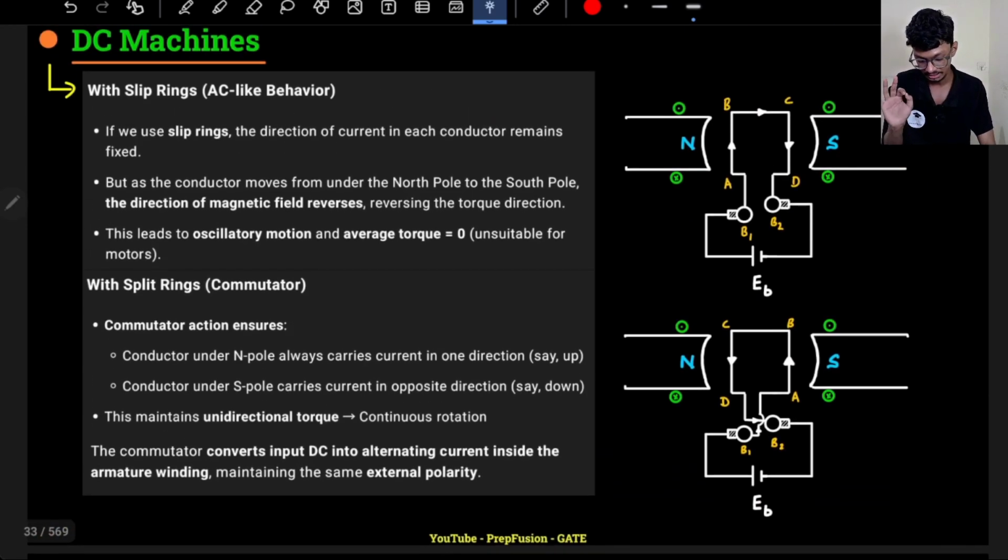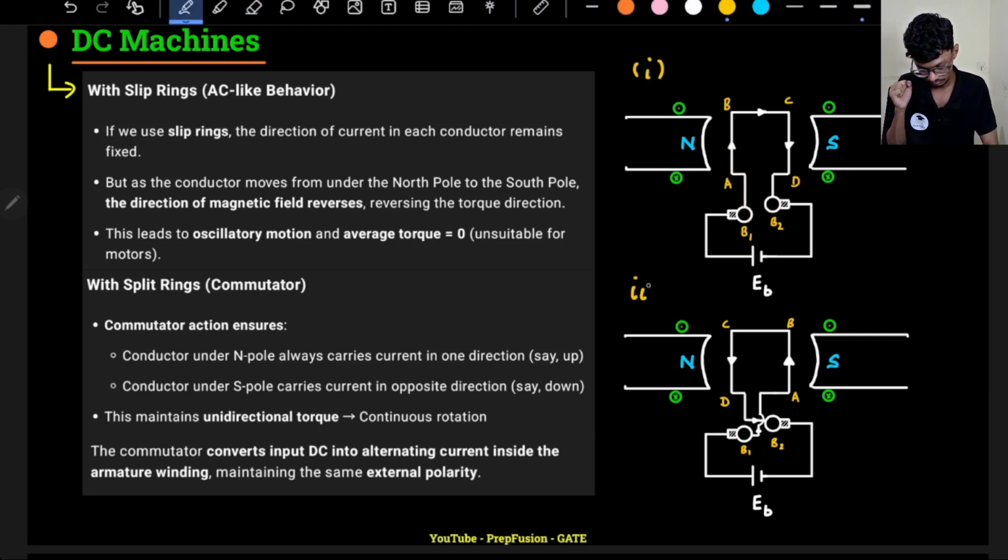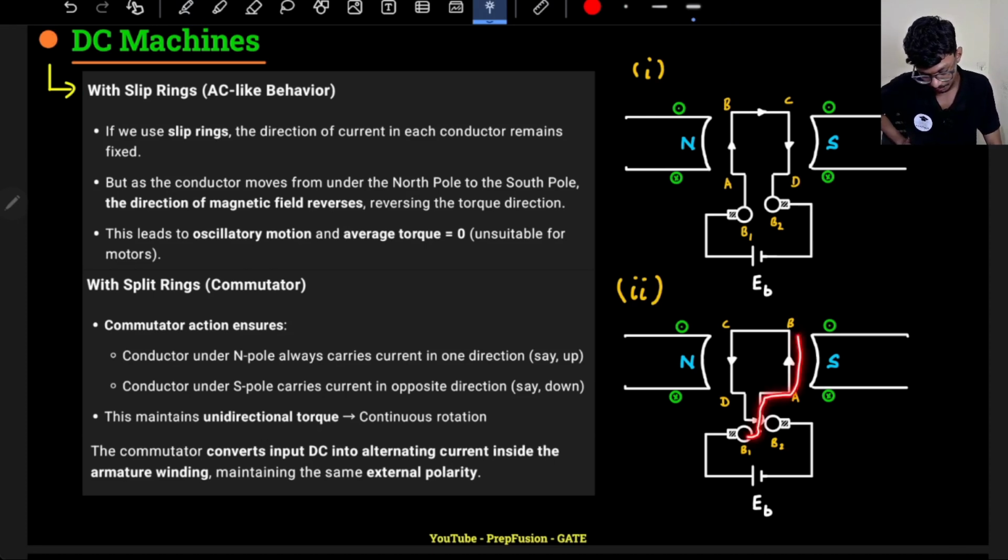Here I have explained the same thing. Let's say I have a segment ABCD. In the AB segment, if this is the first position, the current is outgoing from brush B1 and incoming to brush B2. In the second case, the current is outgoing from brush B1 and it is again the same, because remember the segments have changed.